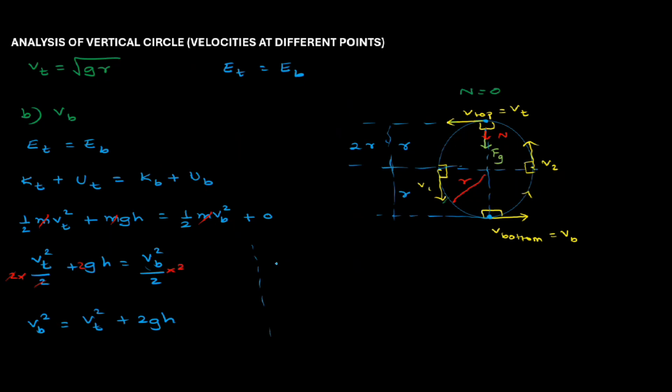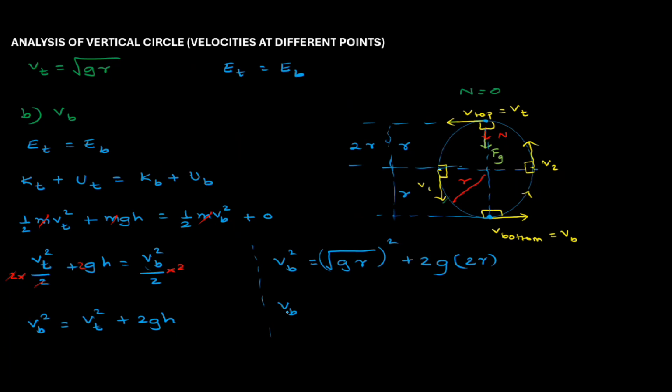Now we will substitute the values for velocity at the top and the height h. We write vb squared equals the velocity on the top we calculated in the previous part, that is equal to square root gr. So we write square root g times r, squared, plus 2g. The height on the top is 2 times r because that's the diameter of the vertical circle. So I write the height h as 2 times r.